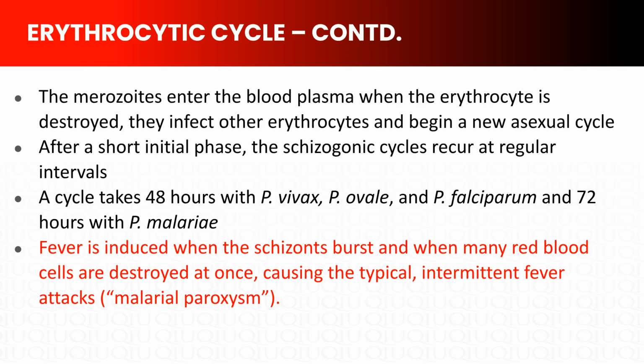The cycle timing is species-specific and explains the fever patterns: 48 hours for P. vivax, P. ovale, and P. falciparum, and 72 hours for P. malariae. Fever is induced when schizonts burst, and many red blood cells are destroyed simultaneously, releasing parasite antigens and hemozoin pigment. This triggers cytokine release, causing the typical intermittent fever attacks called malarial paroxysms, the classic periodic fever pattern that helps distinguish malaria from other infections.